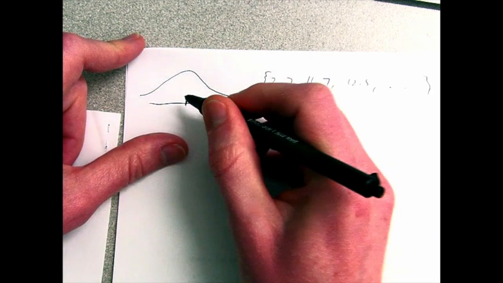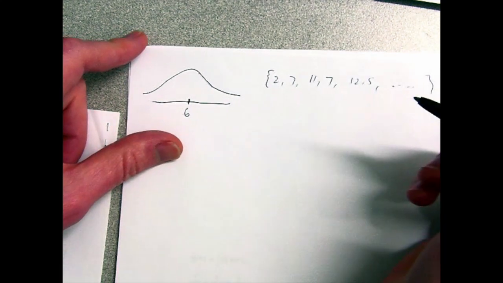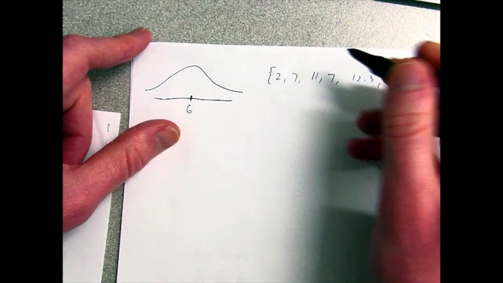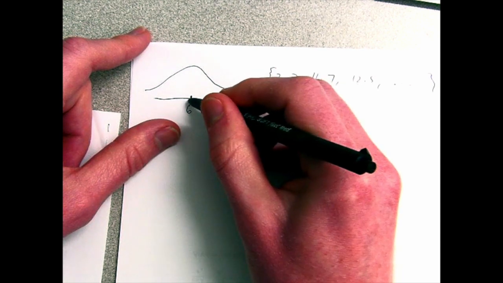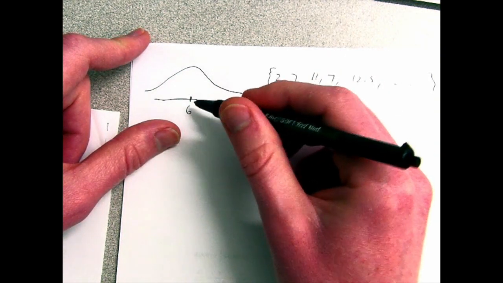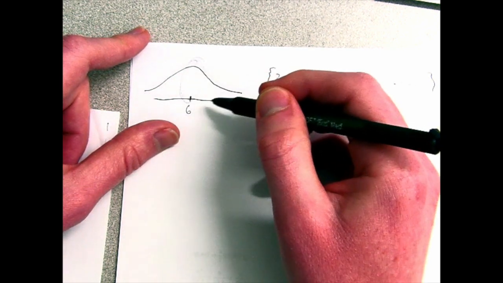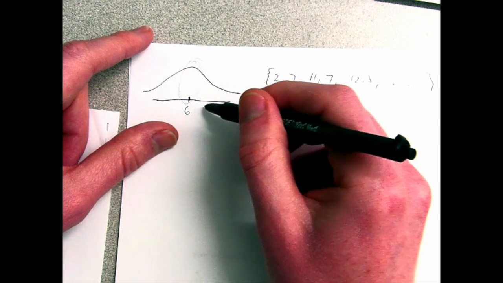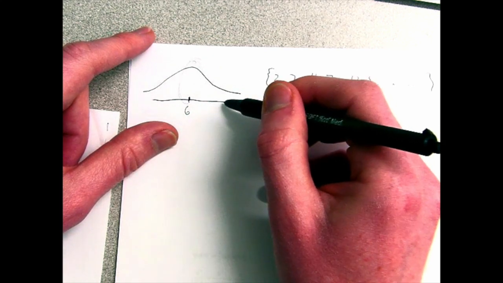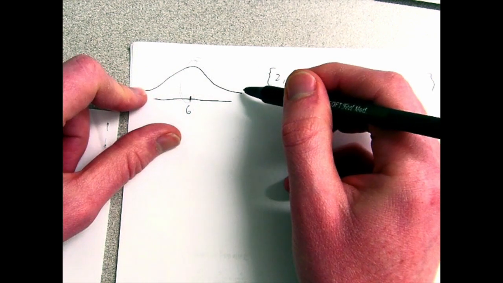And if you have a distribution that looks like this, centered around 6, what that's really telling you is that elements close to 6, like 6 itself, or 7, or 5.5, are very common. That's why the graph is very high here. And as you get away from 6 and look at elements further away, those elements are a lot less common.